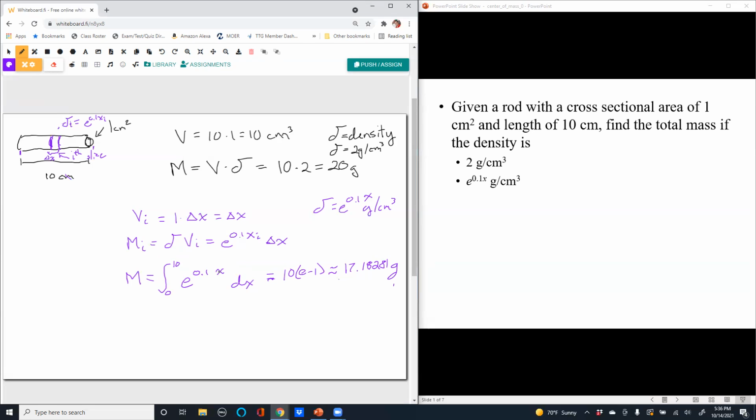And these rod problems are actually pretty common. You're going to see a couple in the homework, and depending on how much time we have after these examples, hopefully you'll have a chance to try one today too. Okay.